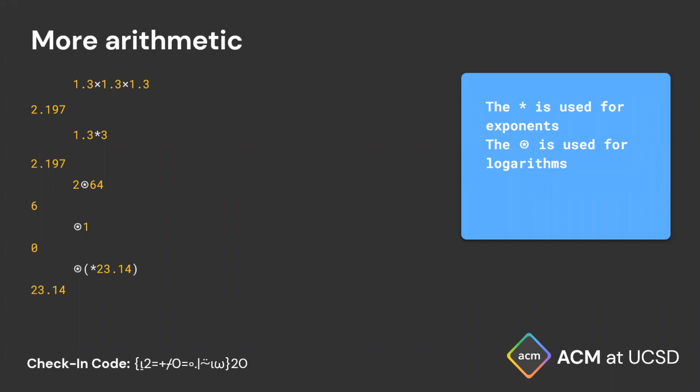Here we have an example of exponentiation. Here we have a circle with a star, which is logarithm. This is log 64 base 2, which is 6, because 2 to the power of 6 is 64. When you apply the star with circle monadically with one argument, you get the natural log. So natural log of 1 is 0, and natural log of e to the power of 23.14 is 23.14.